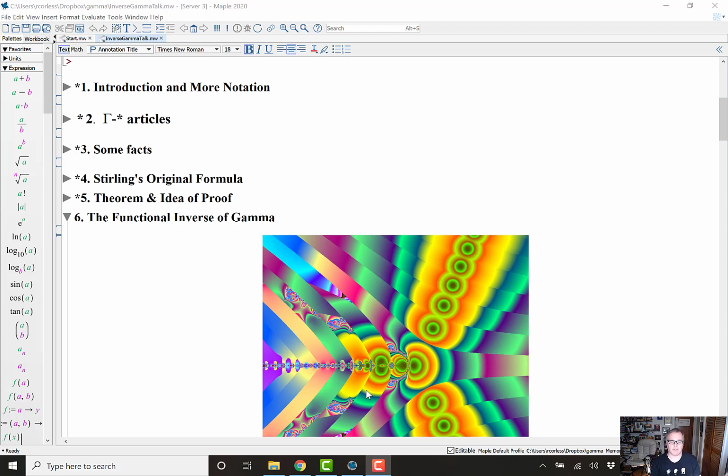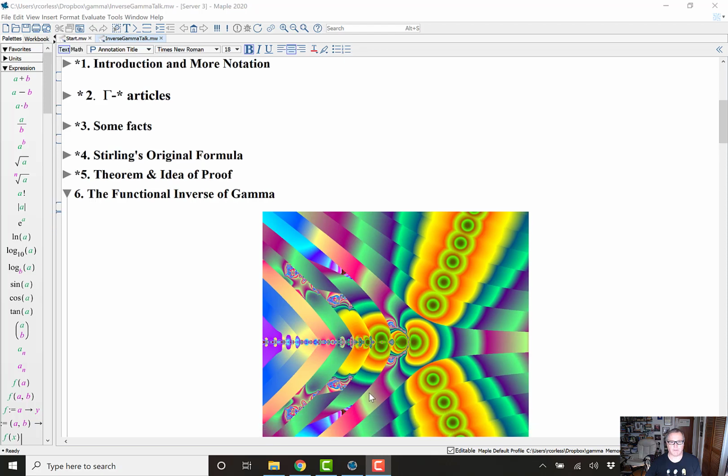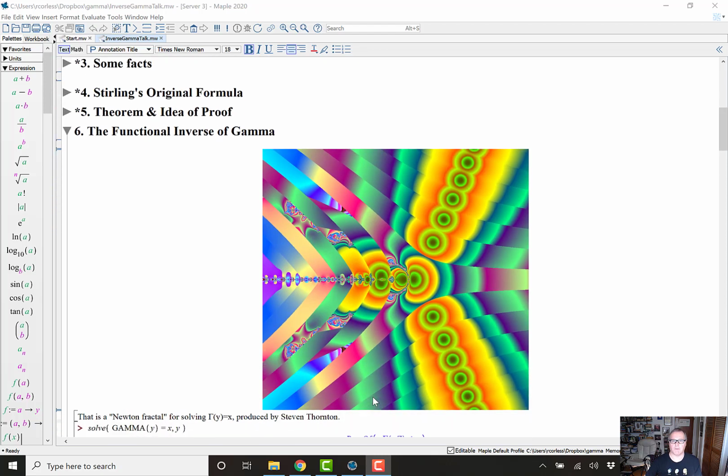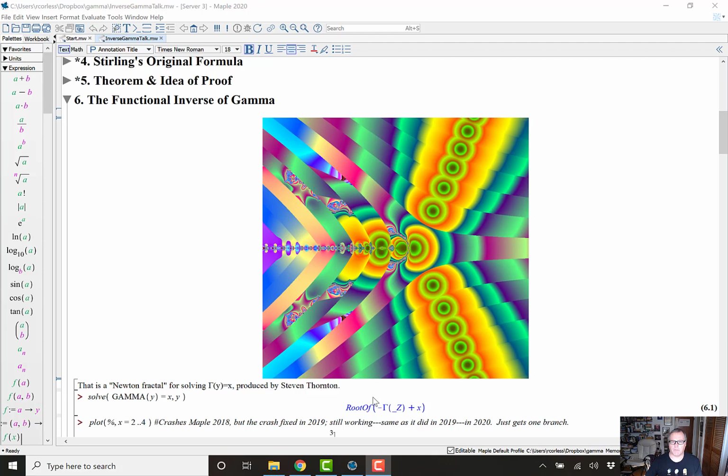There's a million facts about the gamma function and Stirling's original formula and our theorem, and I'm just going to skip over that, and I want to give you how to compute the functional inverse, not the reciprocal, the functional inverse of the gamma function in the complex plane. Here's a picture of that function done by Newton's method. You get a Newton fractal. And this Newton fractal was produced by Stephen Thornton. And I just love the picture, and I hope you do too.